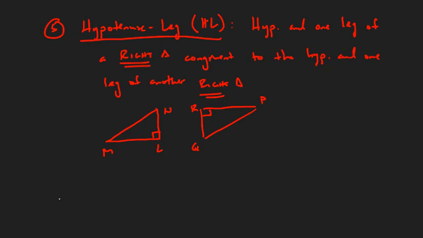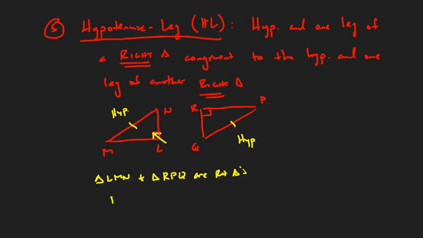All right. So the first thing I'm going to say is that triangle LMN and triangle RPQ are right triangles. And I know that because they have the right angle. So that's the first thing you need to state. This HL cannot be used unless the triangles are right triangles. Now, in a right triangle, this right angle points to the hypotenuse. So MN is my hypotenuse in this triangle. QP is my hypotenuse in this triangle. So they have to be congruent.